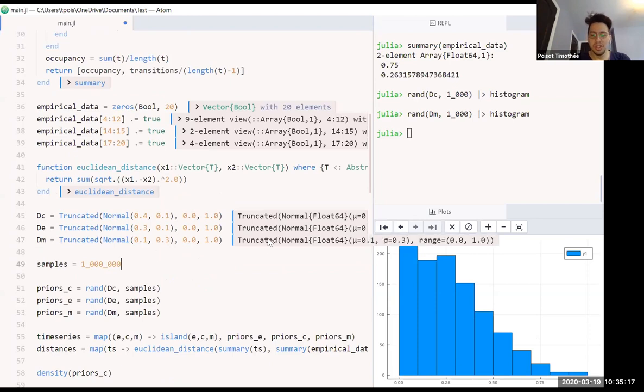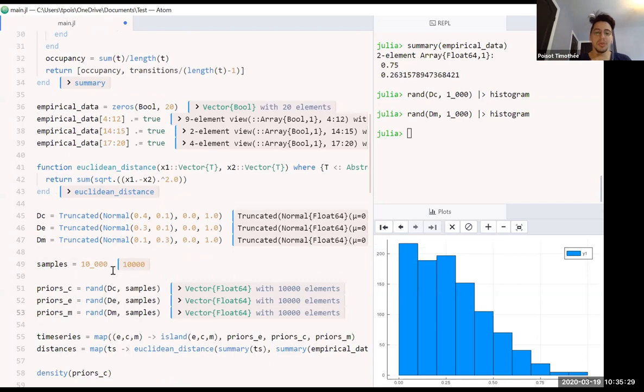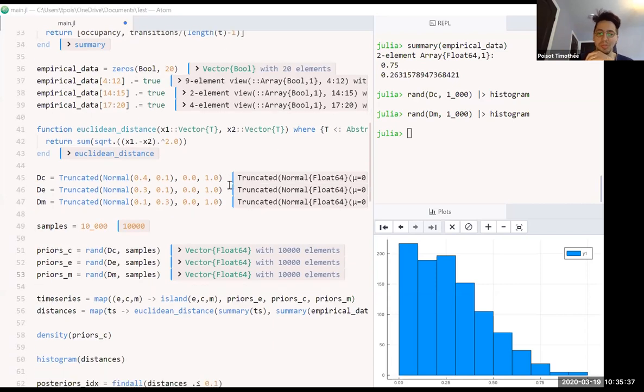All right, so we are not going to do a million samples, that's absolutely not necessary. We're going to do 10,000 samples. If we do our 10,000 samples, we could consider that these are our prior samples. There's another way. I'll show you another way immediately after if we have some time. And what we're going to do with our priors for C, E, and M is feed them into our model, which is called Island. That's not going to take very much time at all.